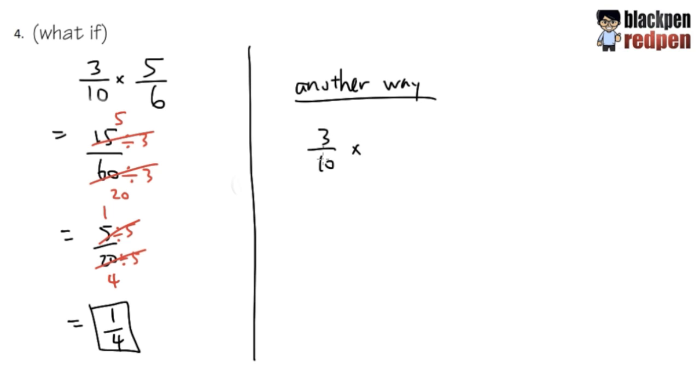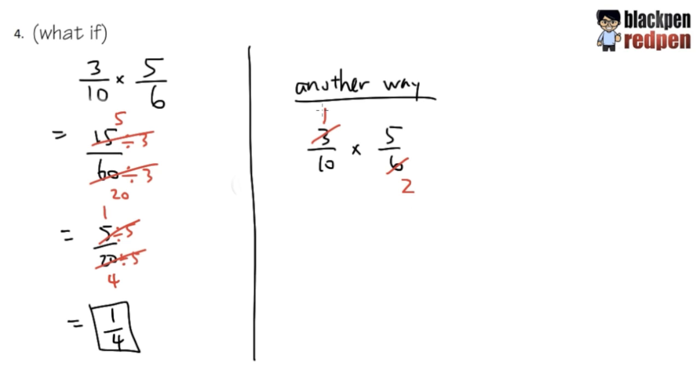Same question, 3 over 10 times 5 over 6. Instead of multiplying across right away, I will look at the 3 first and try to reduce the 3 with any of the numbers on the bottom. Can I reduce 3 and 10? Not really. How about 3 and 6? Yes, we can, because 3 goes into 3 once and 3 goes into 6 twice. This time I'm not going to write down the division symbol. I'm just going to think about this in my head. 3 goes into 3 once, so cross this out and put this 1. And 3 goes into 6 twice, so cross the 6 out and put a 2.